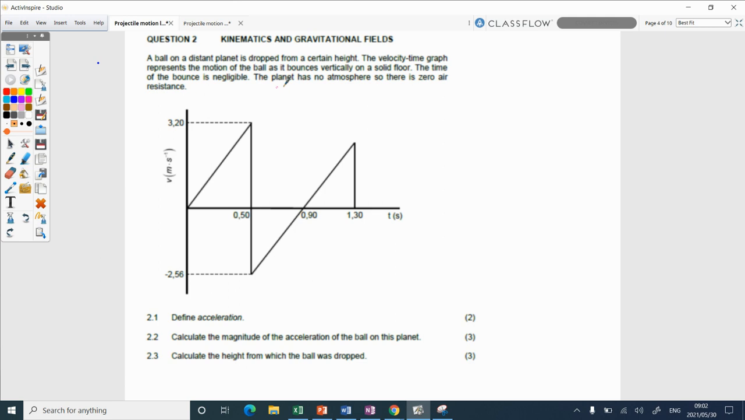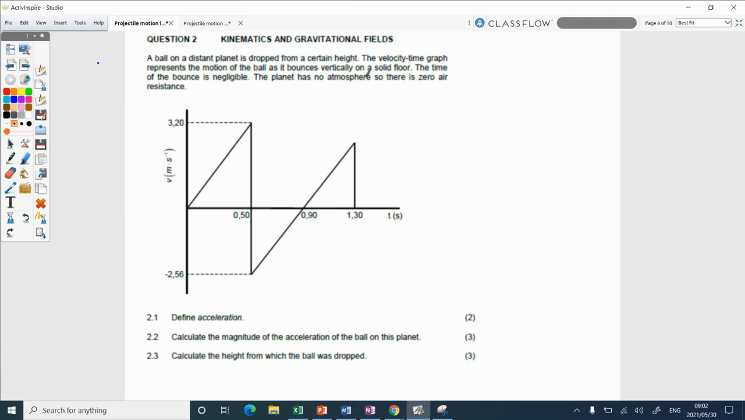Okay, here's a dropped one. When they say it's on a distant planet, what do you immediately also have to know? The gravitational acceleration is different. It's not going to be 9.8. Good, yeah, it's different. Okay, they're giving you a velocity time graph. How do you know this is dropped? Starts at 0. Okay, and they say it bounces on a solid floor. Somewhere there in space there are solid floors. Okay, the time of the bounce is negligible. So remember that's going to change later on. Okay, the planet has no atmosphere. What does that tell you?